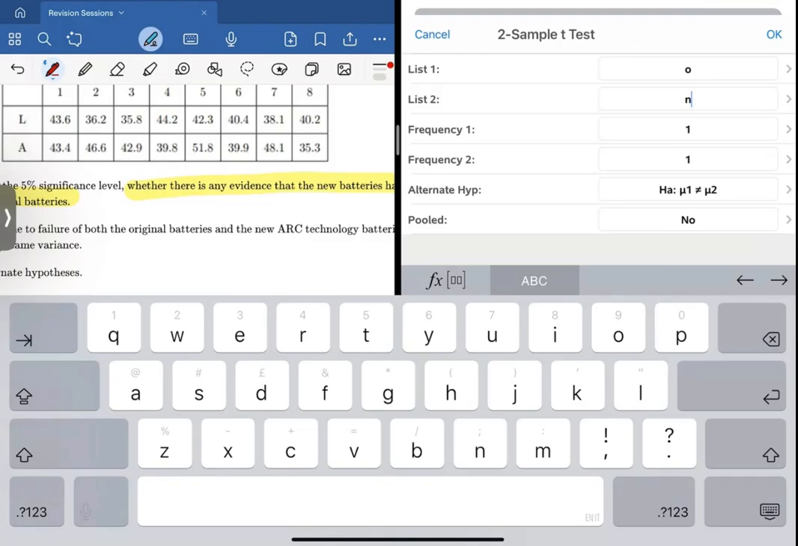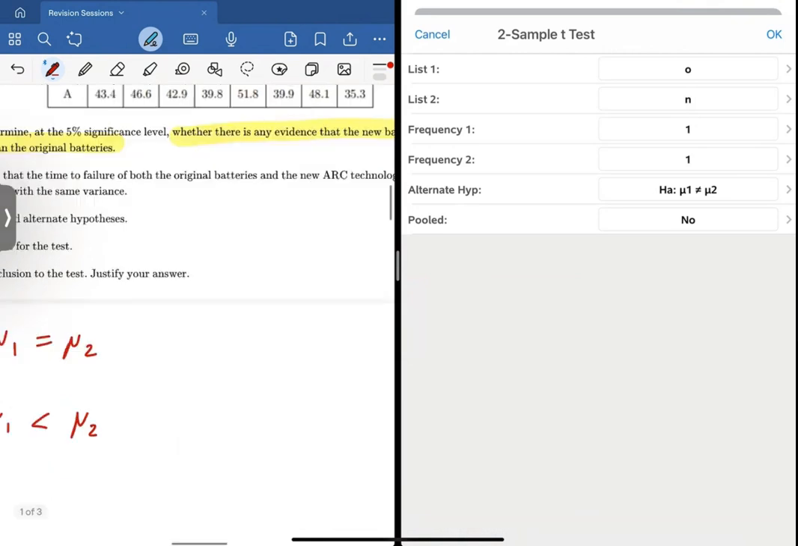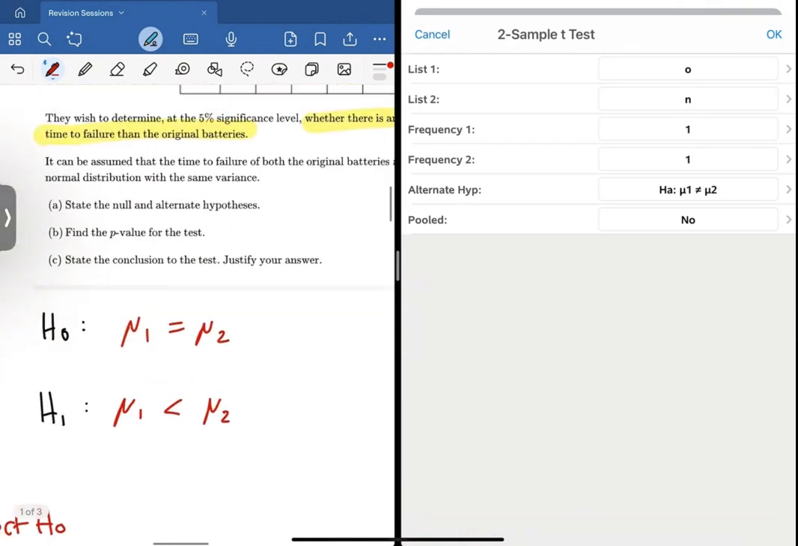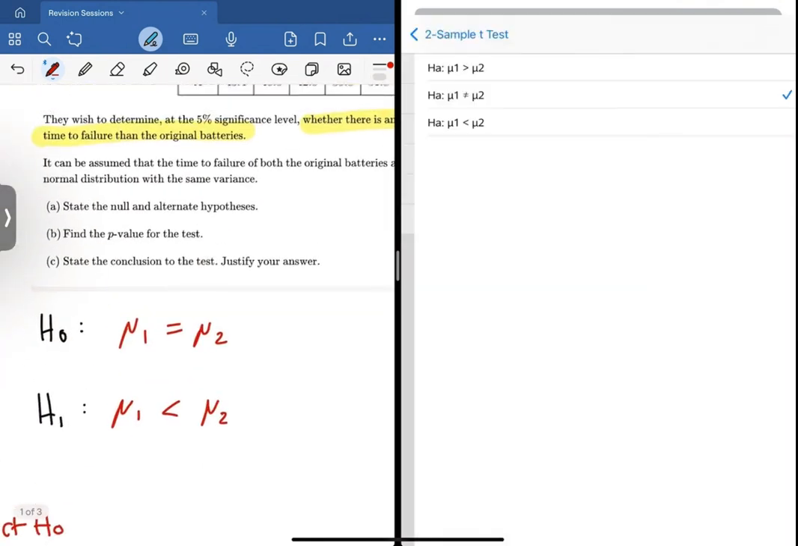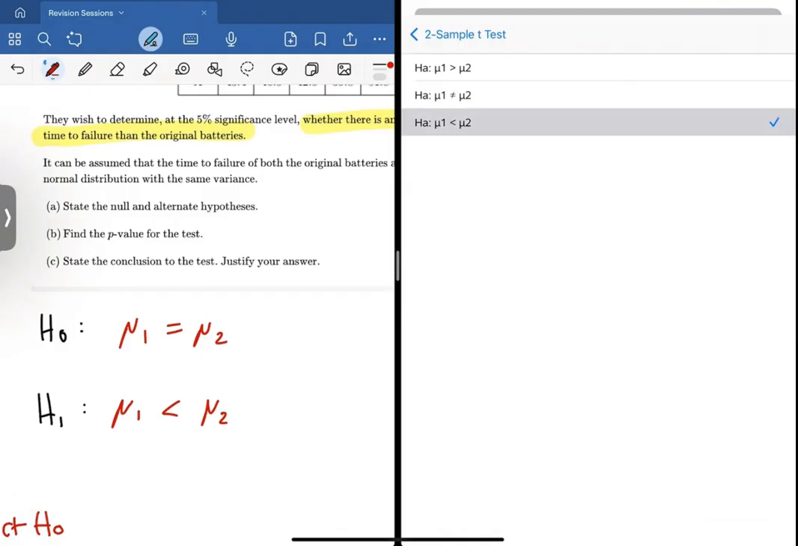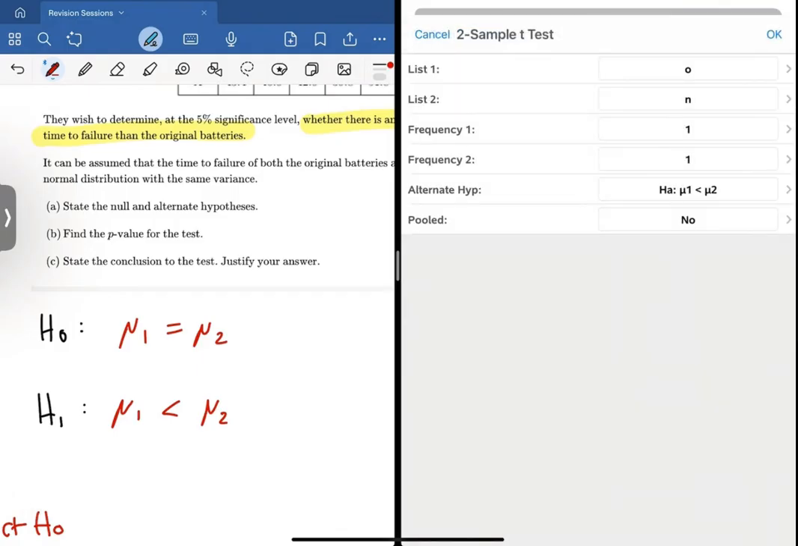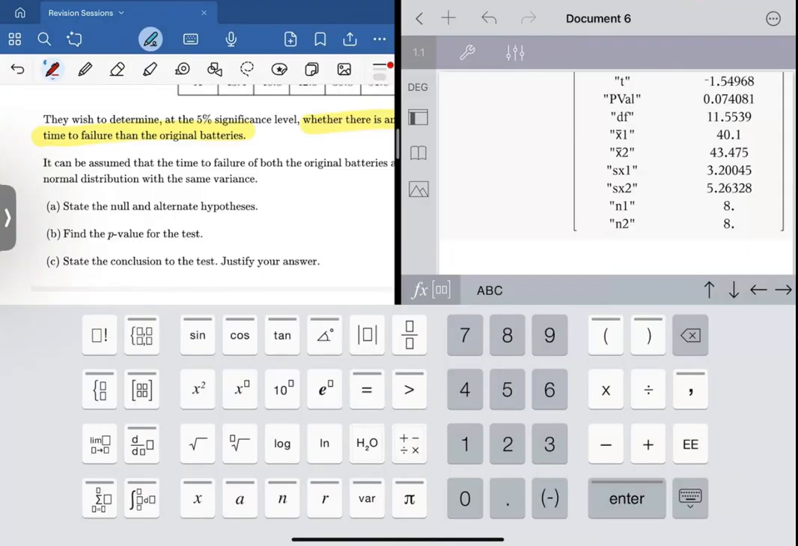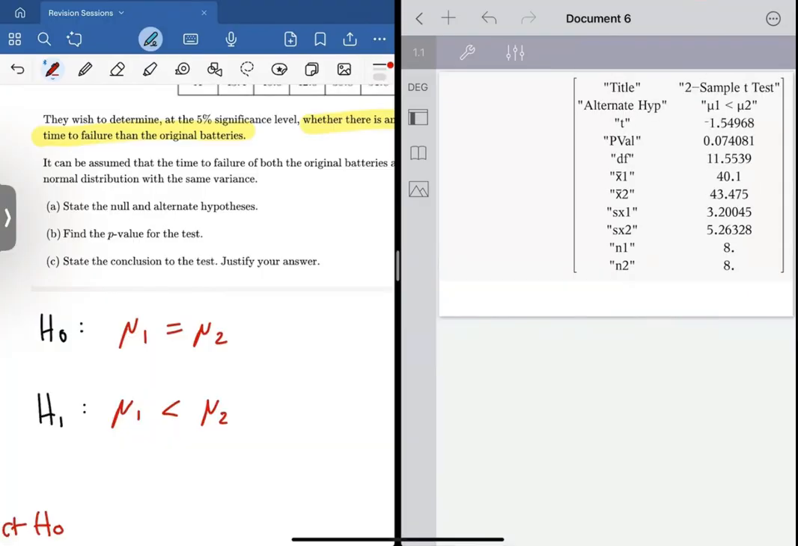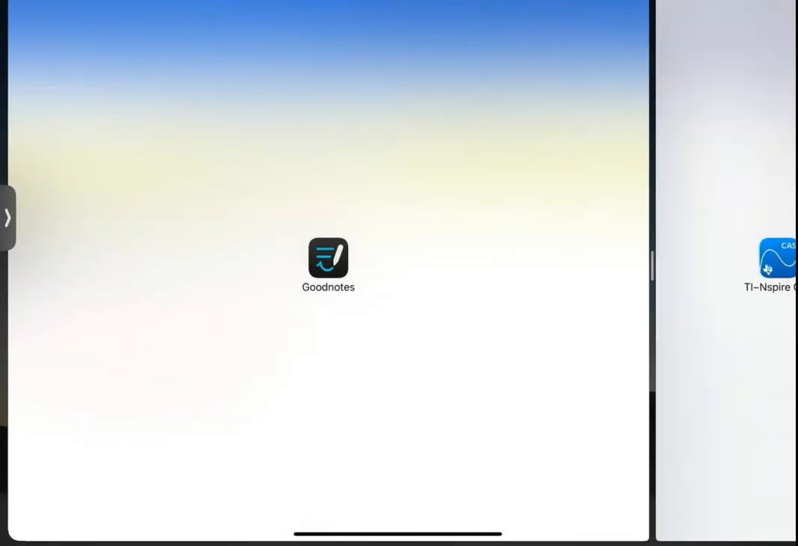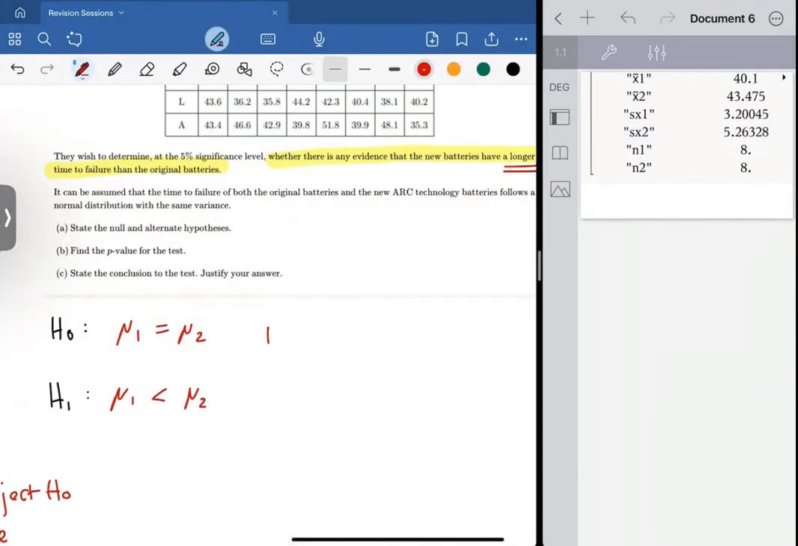Okay, so frequency stays the same, but we are going to change that alternative hypothesis so that it matches exactly the alternative hypothesis that we wrote down. So we need to make sure that we're choosing, we think that the new mean is bigger than the old mean. Pooled is no, and we can hit OK. Okay, so we're looking for the p-value. Slide that over.